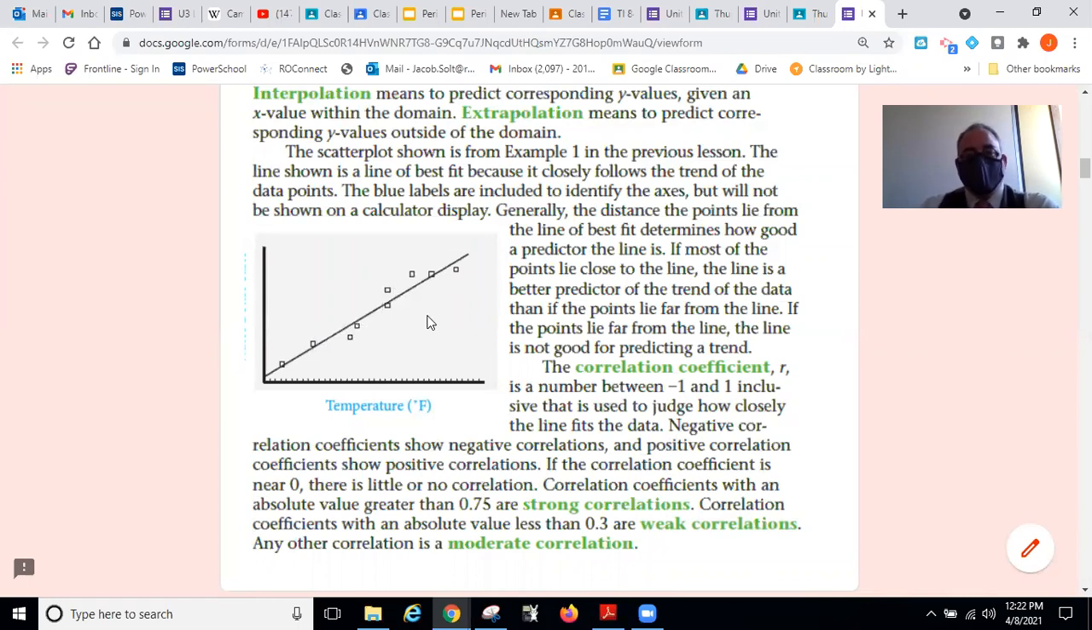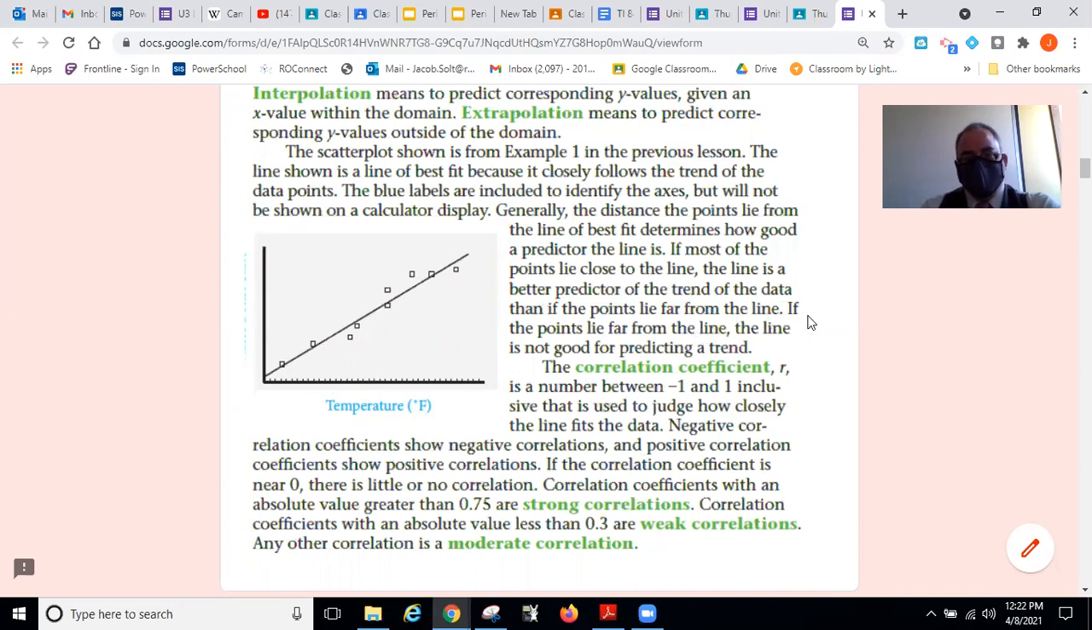This would be a fairly good correlation right here. This would be like a 0.9 or above correlation. These dots are coming really close to that predictor line, which tells me that whatever is going on for X, it's a pretty good predictor of what's happening for Y.